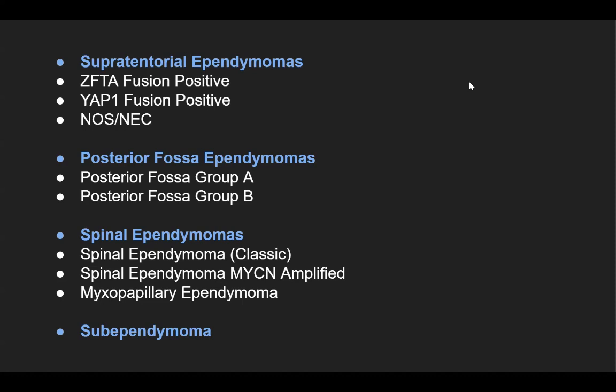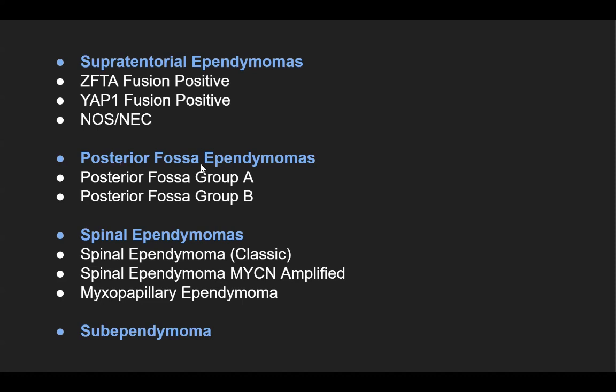Okay, so I'll just briefly go over the classification again, so that by the end of the ependymoma series, you all are very fluent in how ependymomas are classified in CNS 21. So we have supratentorial ependymomas, posterior fossa ependymomas, spinal ependymomas, and subependymoma. Supratentorial ependymomas are ZFTA fusion positive or YAP1 fusion positive, and whatever is left over goes here, NOS and NEC. We covered the supratentorial ependymomas last week.